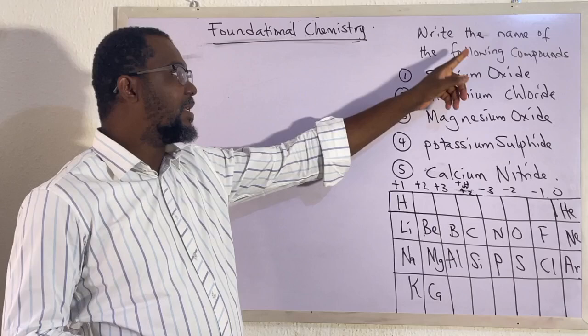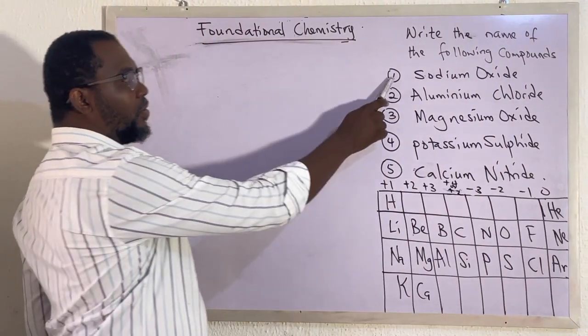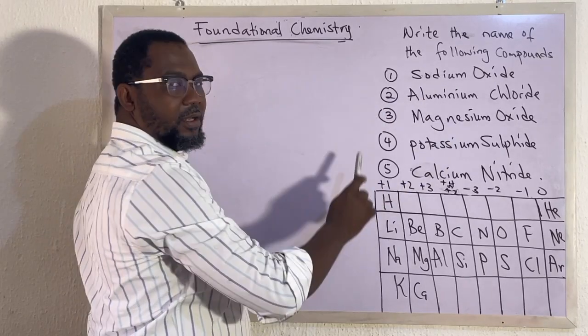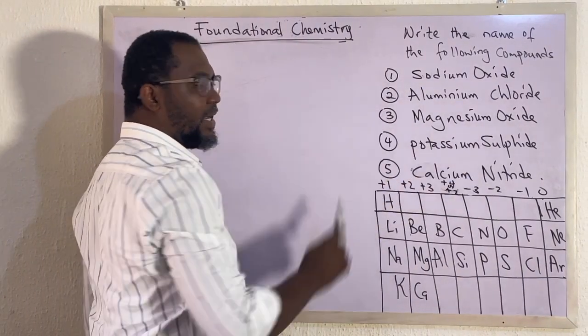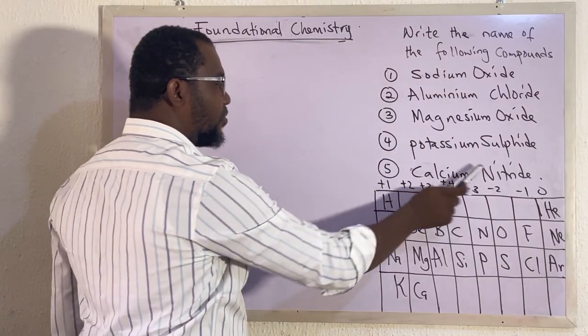It says, write the name of the following compounds. Okay, number one, sodium oxide. Number 2, aluminium chloride. Number 3, magnesium oxide. Number 4, potassium sulfide. And number 5, calcium nitride.